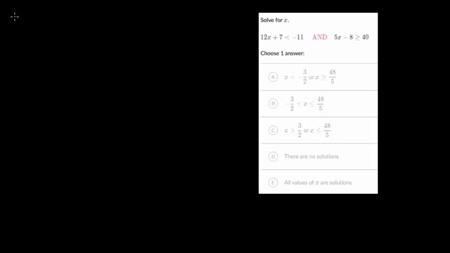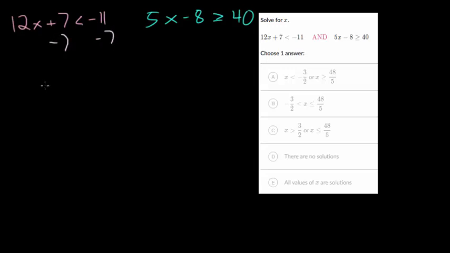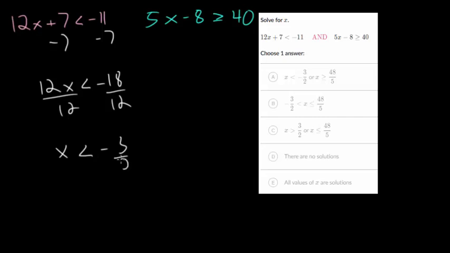So we have 12x plus 7 less than minus 11, and we've got our AND statement. And our second one is 5x minus 8, bigger than or equal to 40. So we'll solve each of these. So minus 7 here, you get 12x less than minus 18, divide by 12 to get x by itself, you get x is less than minus 3/2, just like the one we did above.